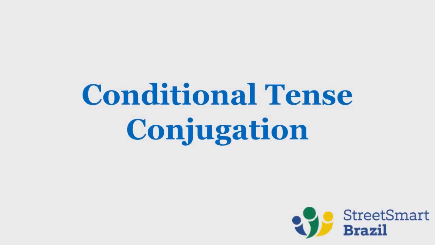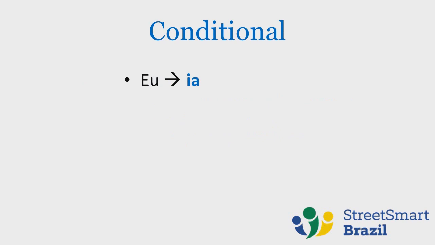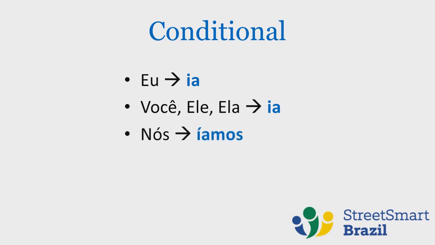Okay, so let's see the conditional tense conjugation. I think you will be happy with how simple it is. So all you do, you get the infinitive form of a verb and you add the verb endings that I'm going to show you here. So for the eu conjugation, you get the infinitive of the verb and you add ia at the end. For você, ele, and ela, it's the same. You just add ia. For nós, you add íamos. And for vocês, eles, elas, you add iam.